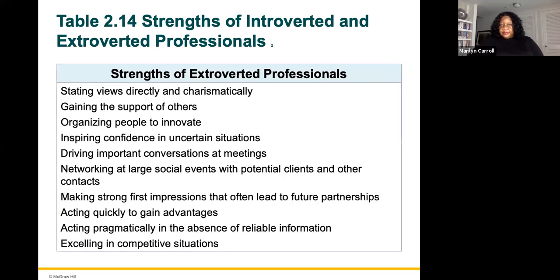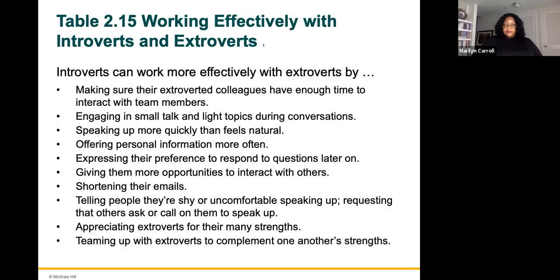situations requiring discipline. Strengths of extrovert professionals include stating views directly and charismatically, gaining support of others, organizing people to innovate, inspiring confidence in uncertain situations, driving important conversations at meetings, networking at large social events with potential clients and other contacts, making strong first impressions that often lead to future partnerships, acting quickly to gain advantages, acting pragmatically in the absence of reliable information, and excelling in competitive situations.